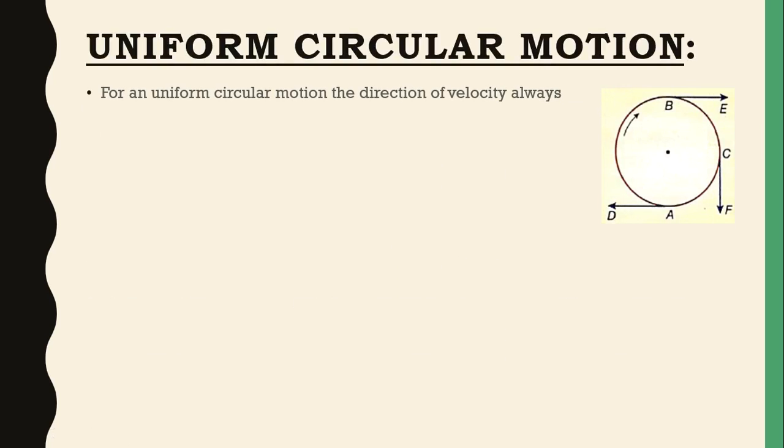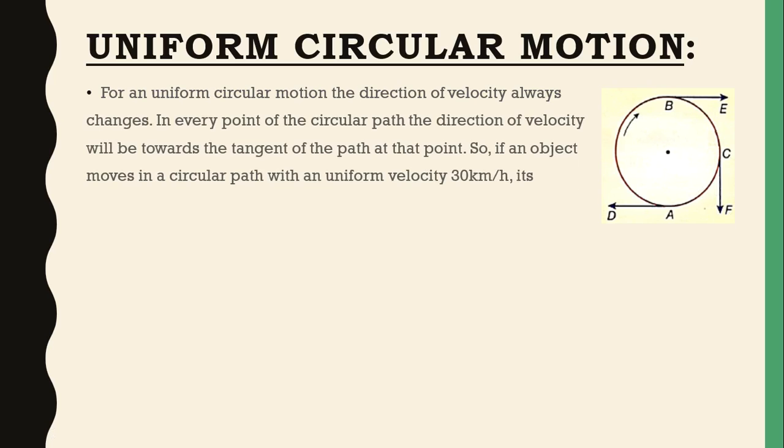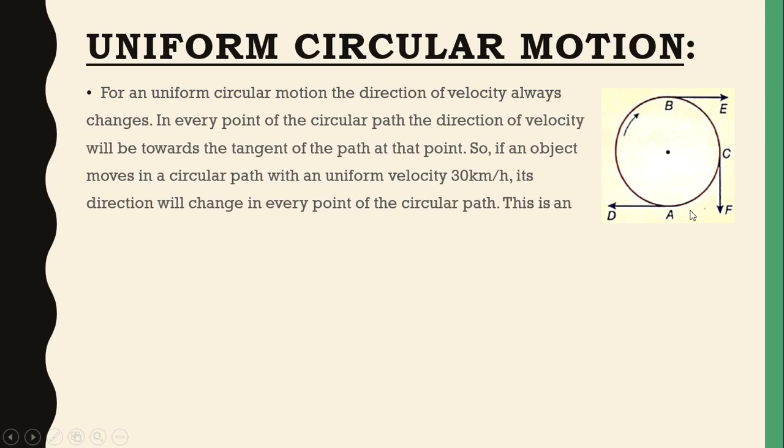Now, uniform circular motion. This is an appropriate example of non-uniform velocity. Here an object moves in a circular path. For a uniform circular motion, the direction of velocity always changes.